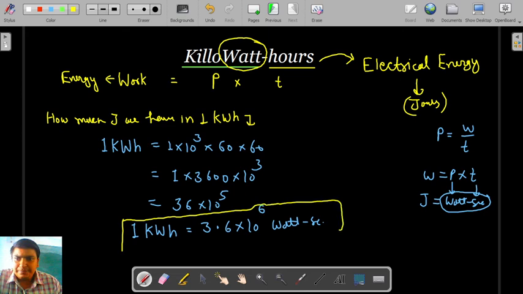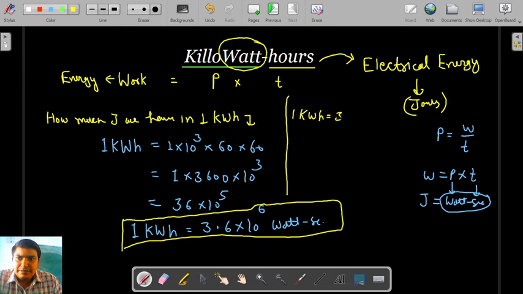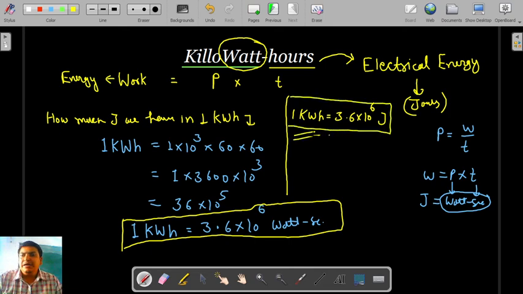Okay, so you can also write it like this: 1 kilowatt hour equals 3.6 into 10 to power 6 joules. So this is how we can define the commercial unit of electrical energy.